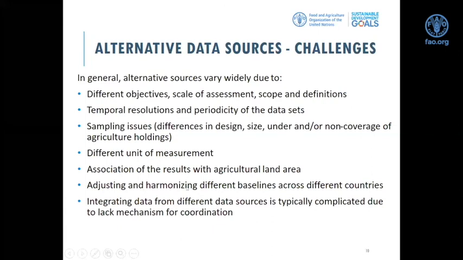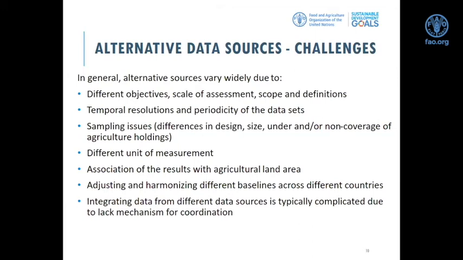And then there is adjusting and harmonizing different baselines across different countries. Some countries may have a baseline of 2005, another country may have a baseline of 2015. How do you adjust for that across different countries and across different alternative data sources? And then integrating data from different data sources is also complicated, because there is a lack of an efficient mechanism for inter-institutional coordination. So let's say, for example, production prices related data to agriculture is usually collected by the National Statistical Office or the Ministry of Agriculture.